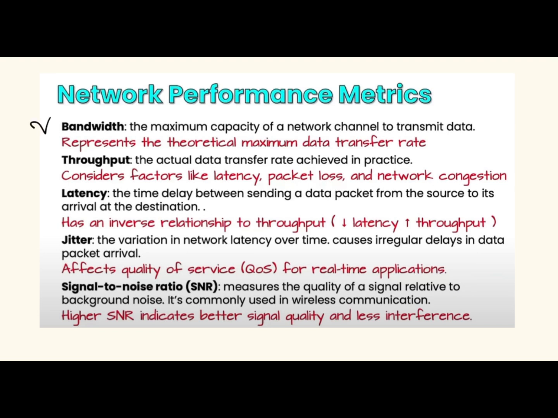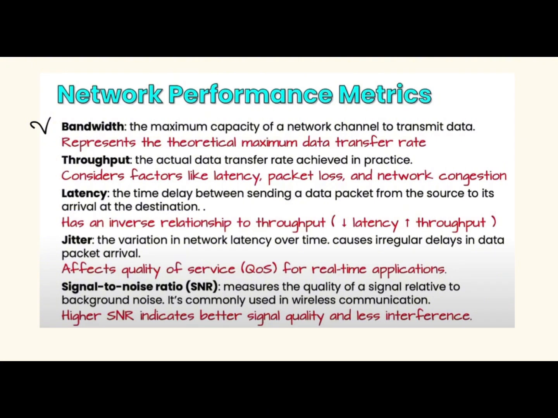Let's talk about bandwidth. What it is: the maximum amount of data that can be sent over a network connection per second. For example, 100 Mbps, 100 megabit per second, 1000 Mbps, 1 gigabit per second. Similarly, we can send 10 gigabit per second, 100 gigabit per second.